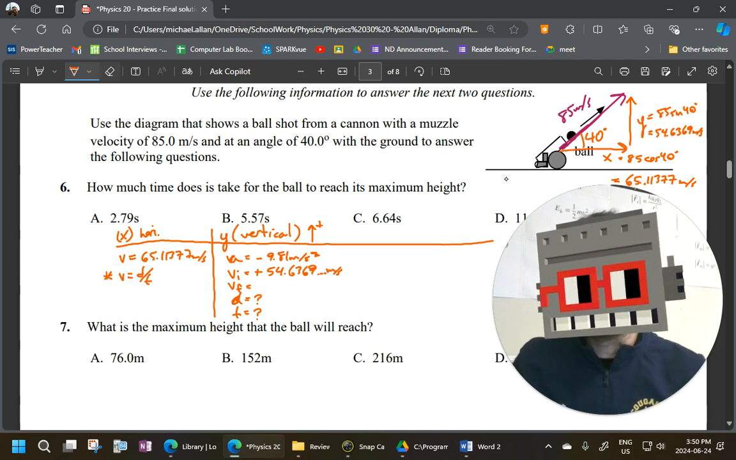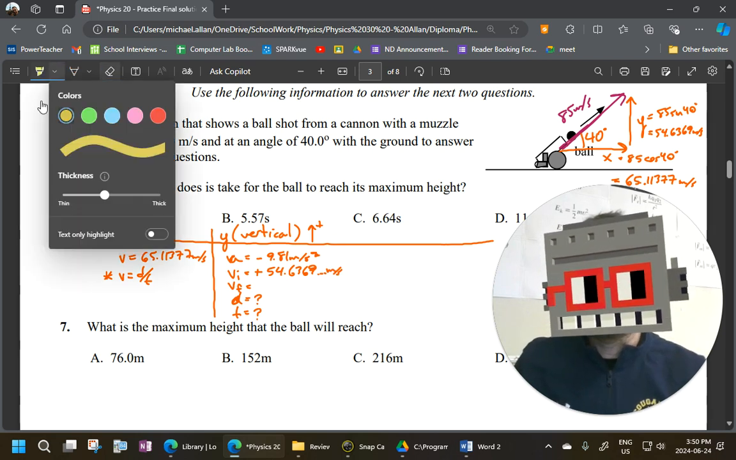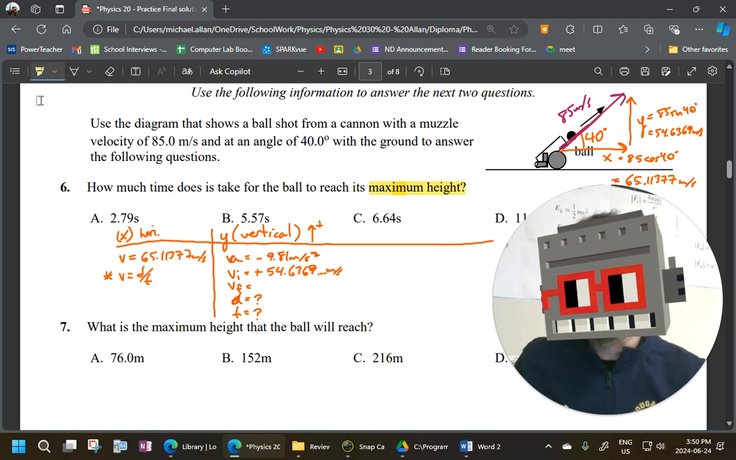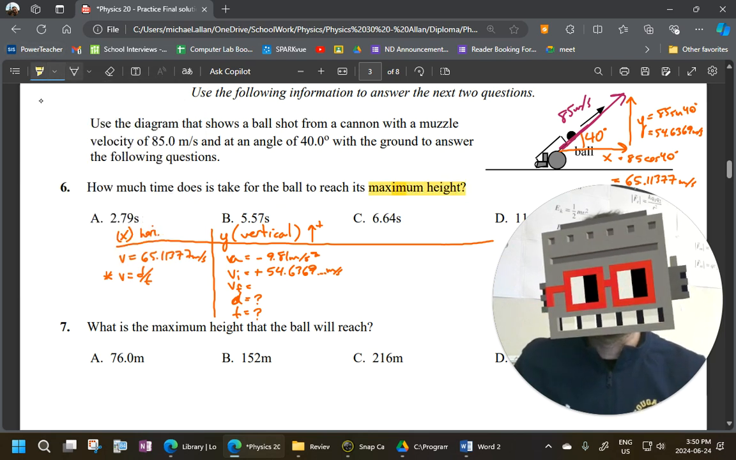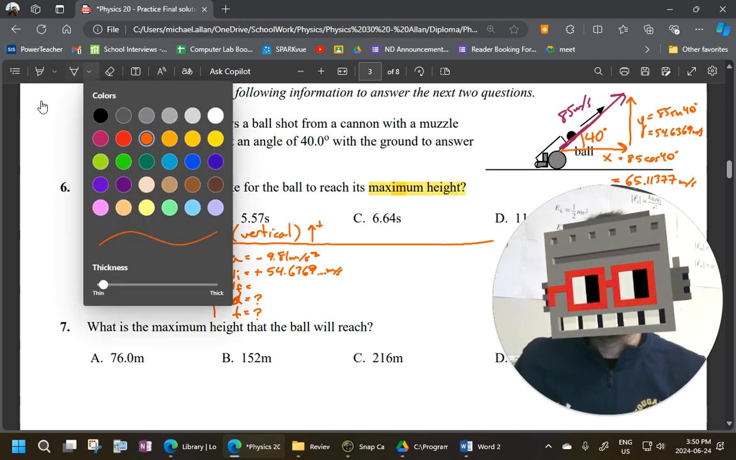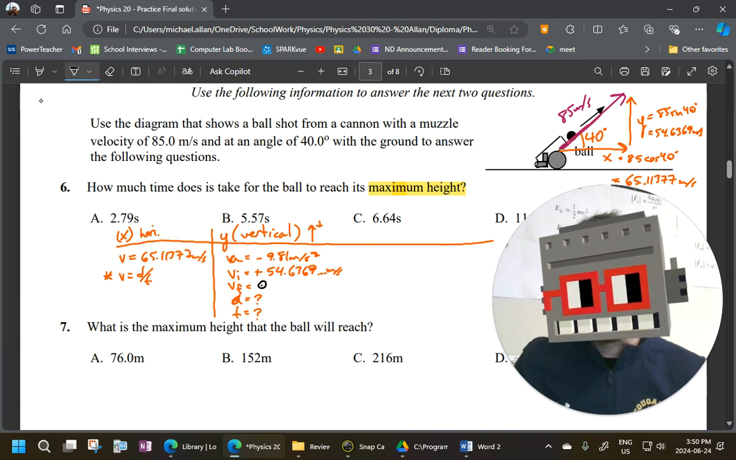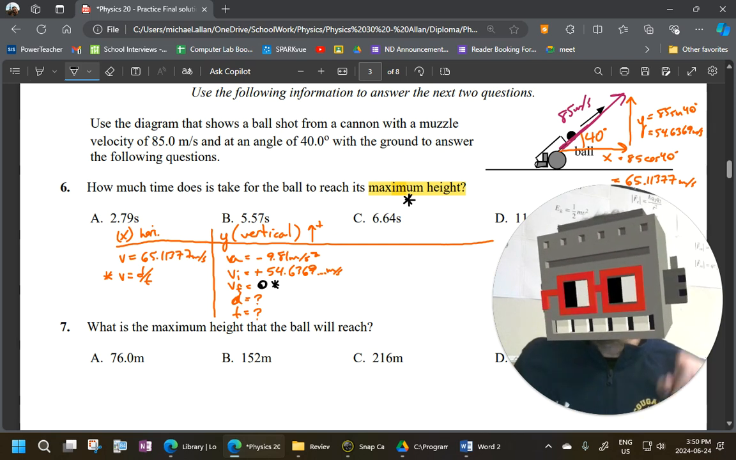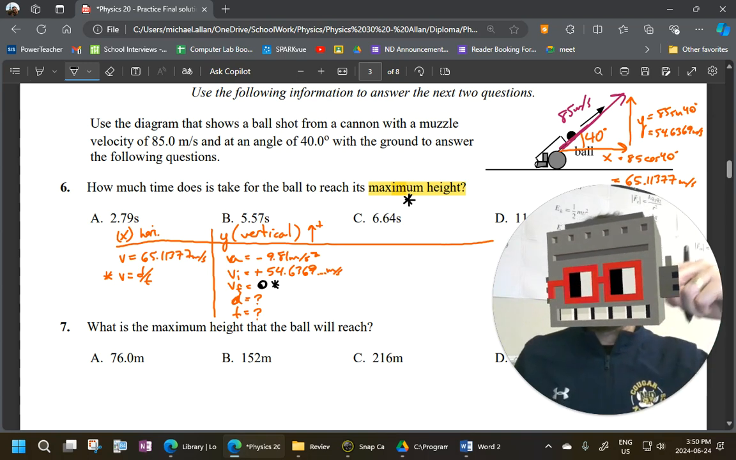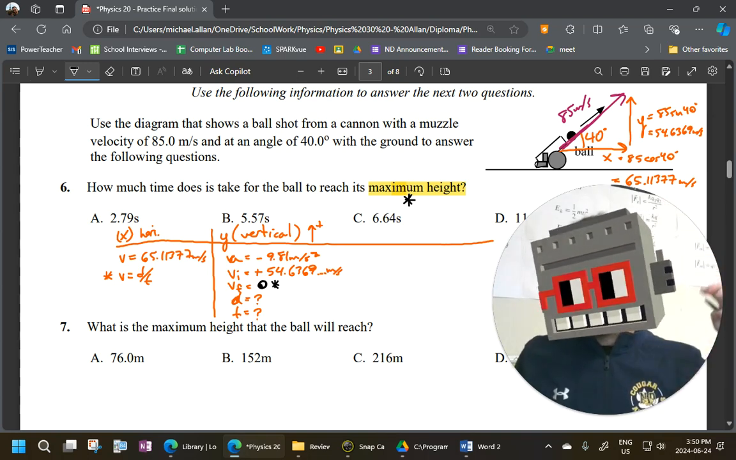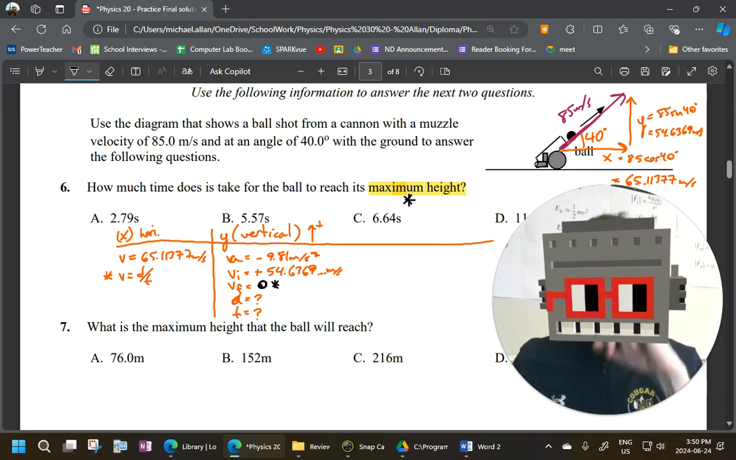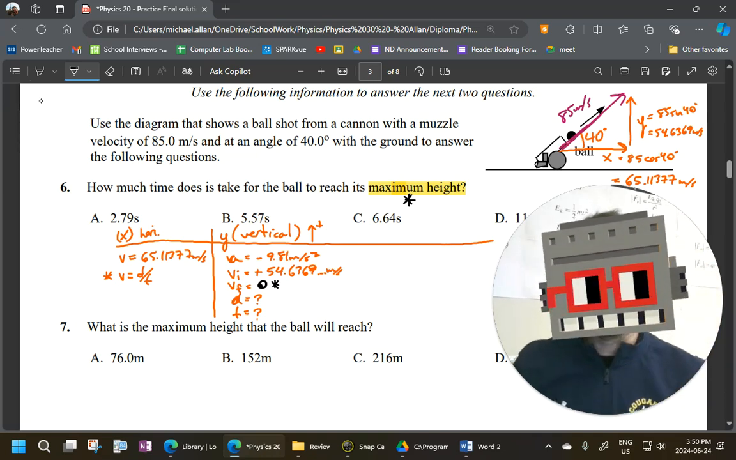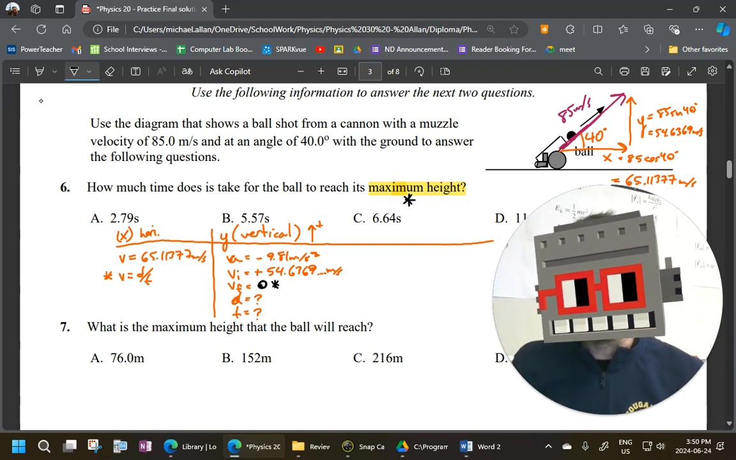Now, because I'm trying to find the maximum height here, my vf is going to be 0 meters per second. Because when it reaches that maximum height, it goes up, up, up, it's got to stop, and then come back down. Horizontally, it's still moving at 65 at that point. But vertically, it slows down until it stops, and then it starts coming back down.